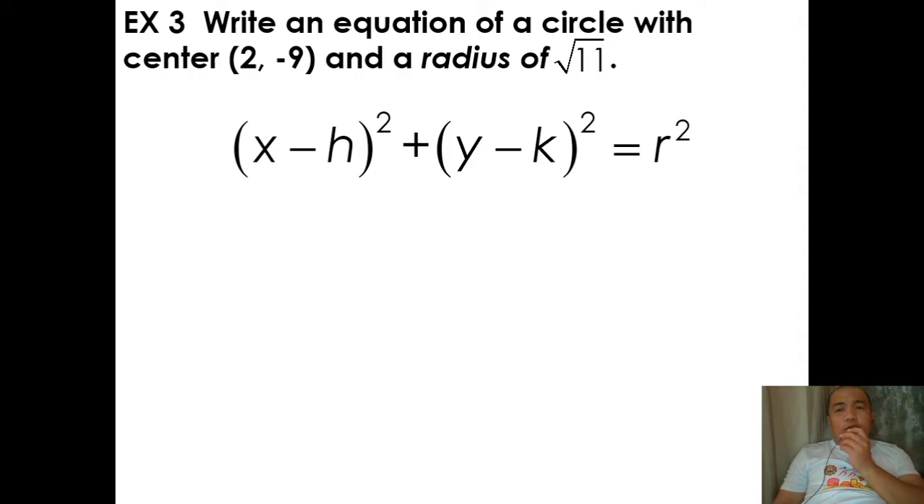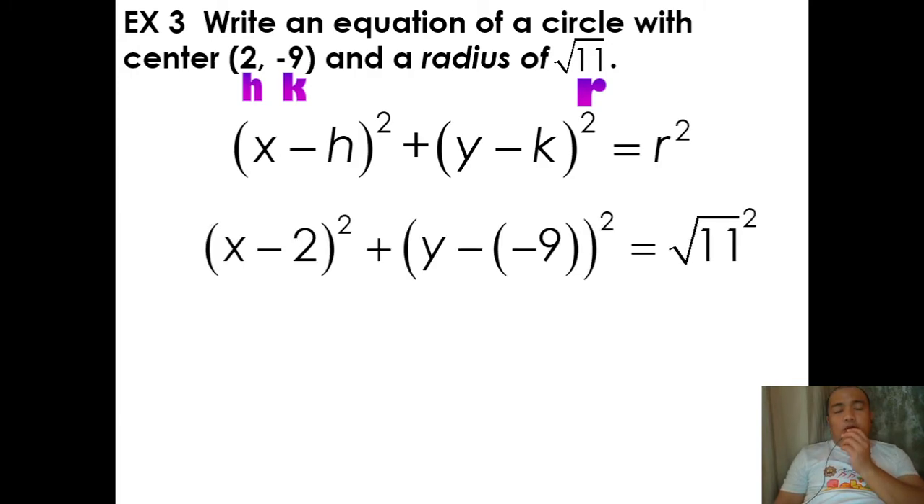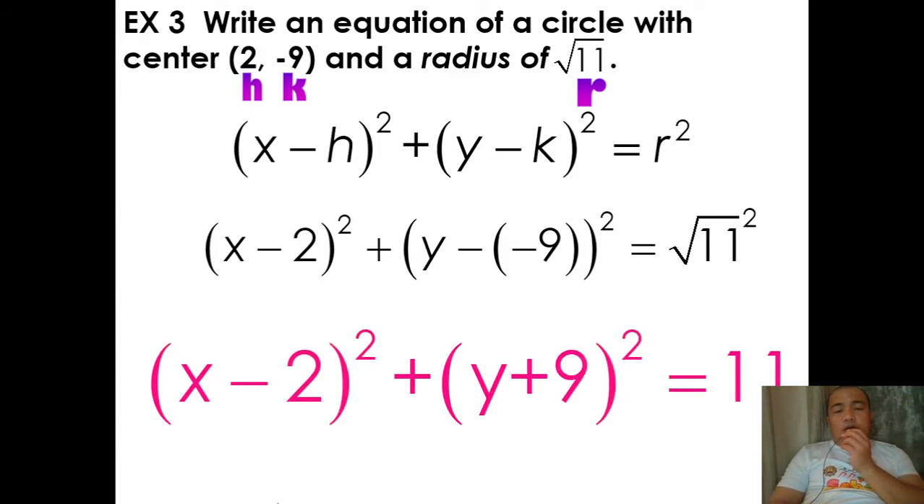Write an equation of the circle with center (2, negative 9) and radius of square root of 11. So h is positive 2, k is negative 9, radius is square root of 11. So substitute in the standard form of the equation of circle. (x minus 2) quantity squared plus (y minus negative 9) quantity squared equals square root of 11 squared. So this is now the answer. The equation of the circle, (x minus 2) quantity squared plus (y plus 9) quantity squared equals 11, whose center is (2, negative 9), radius square root of 11.